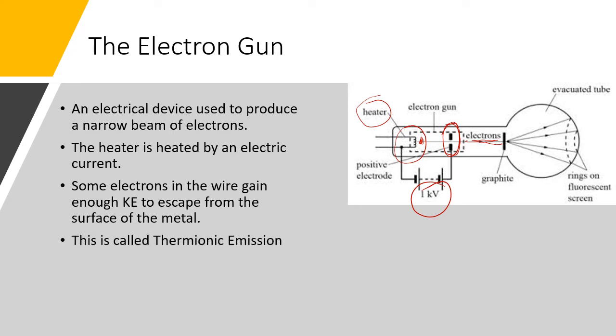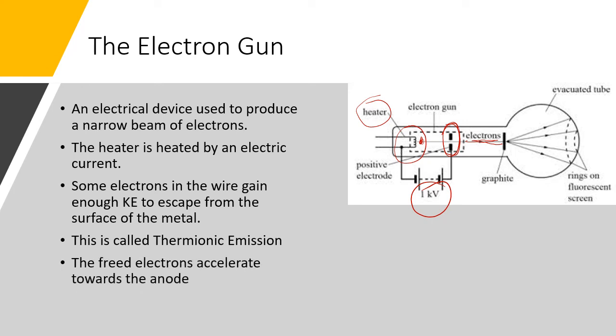This method of using heat energy to emit electrons from a metal surface is called thermionic emission. Thermionic means thermal energy. Emission means coming out. So what is thermionic emission? Heating a metal wire to emit electrons is what you call thermionic emission.